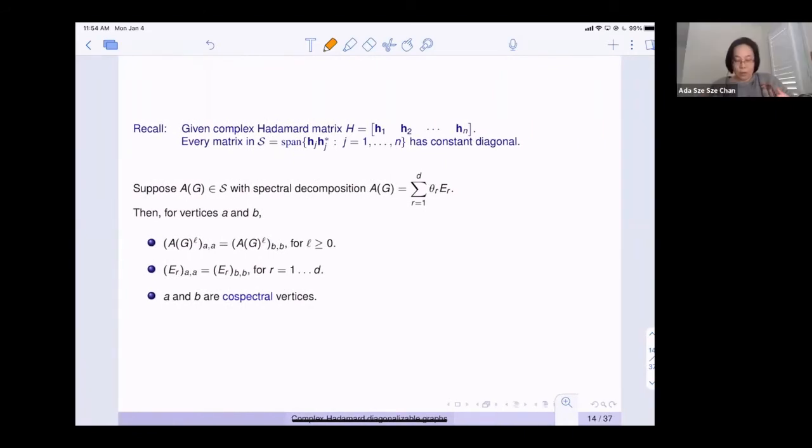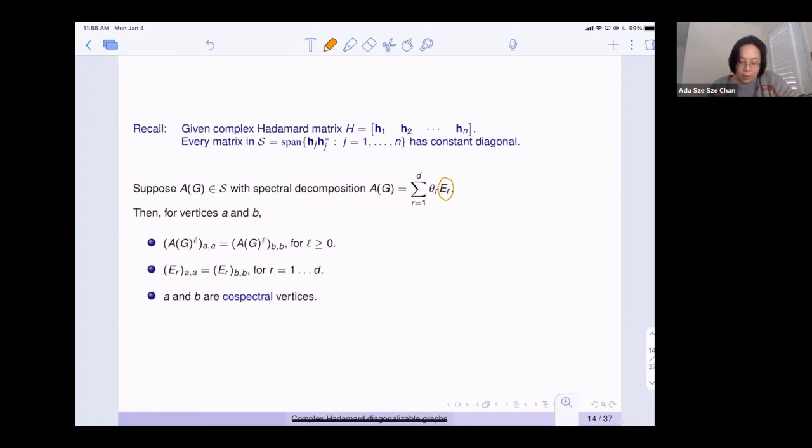Okay, so what more can we say about these graphs? Again, we start with a complex Hadamard matrix. I'm using H1 up to Hn to denote its columns, and then we can write down the space of matrices diagonalizable by these columns. As I said before, it doesn't matter if we look at A or L. So let's just use A here, and I'm writing down a spectral decomposition of A, where the projection matrices onto the eigenspaces are the same as the ones for the Laplacian.